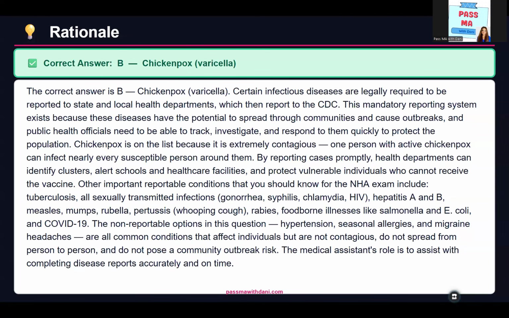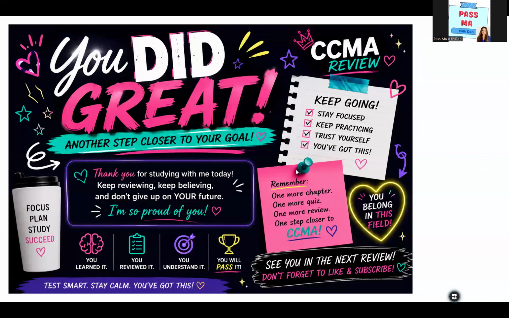And public health officials need to be able to track, to investigate, and also to respond to them quickly to protect the population. Varicella, which is also chickenpox, is on this list because it is extremely contagious. Yes, you can get chickenpox from skin to skin contact, but a lot of people don't even realize that chickenpox is airborne.